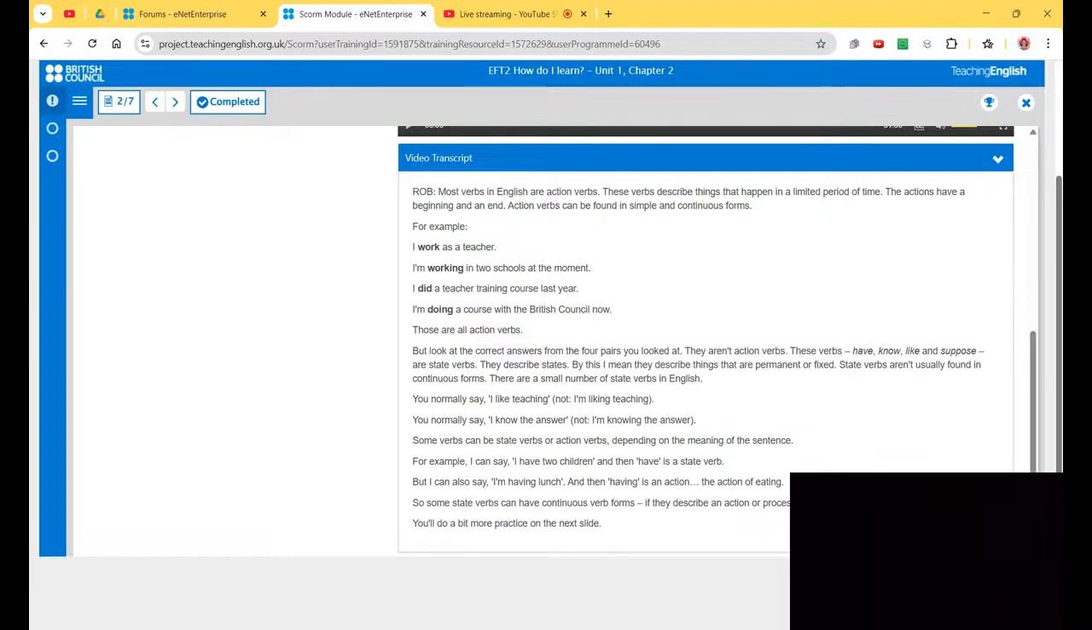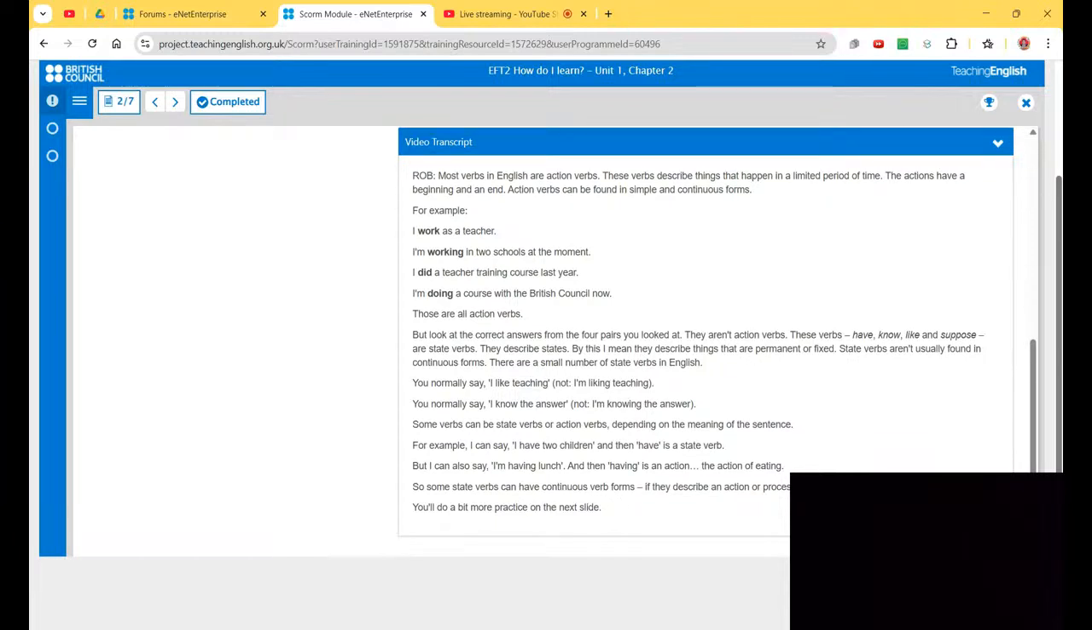Okay, thank you. For example, I can say I have two children, and then have is a state verb, but I can also say I'm having lunch, and then having is an action, the action of eating. So some state verbs can have continuous verb forms if they describe an action or process. You'll get a bit more practice on the next slide.